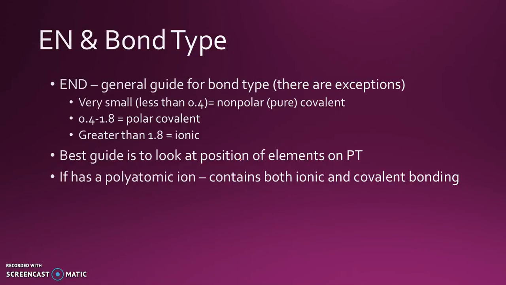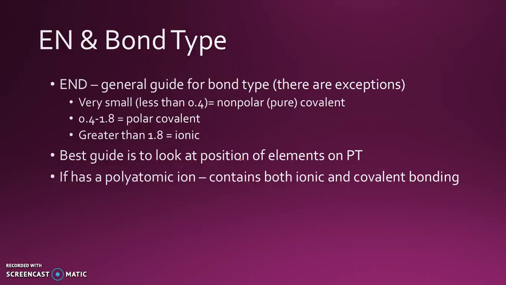So this is a general guide for bond type. There are exceptions to it. And the type of compound that something forms actually has more to do with its properties than it does the electronegativity difference. But the electronegativity difference greatly influences how it behaves, which is why we can use this as a general guide. If there is a very small difference in electronegativity, meaning less than 0.4, it's considered a nonpolar or pure covalent bond. So even though there might be a little bit of unequal distribution, it's so small it's insignificant.